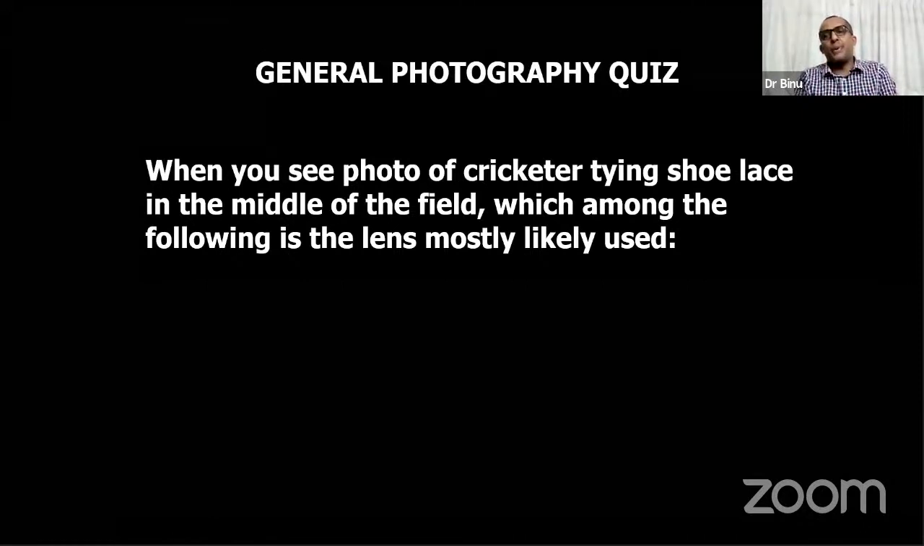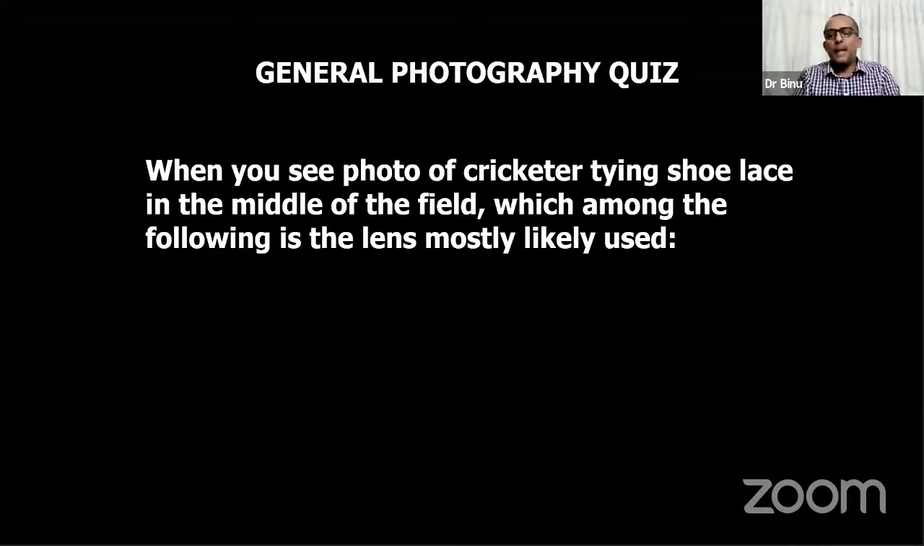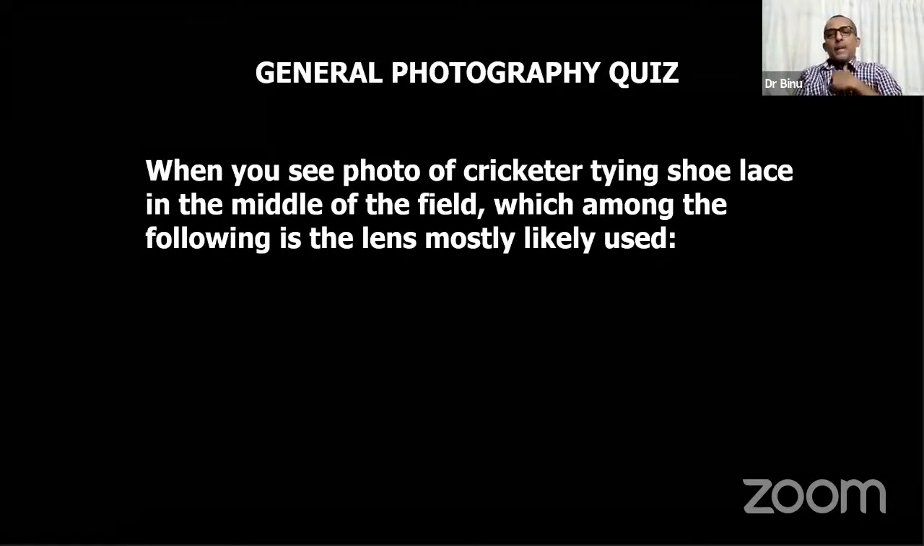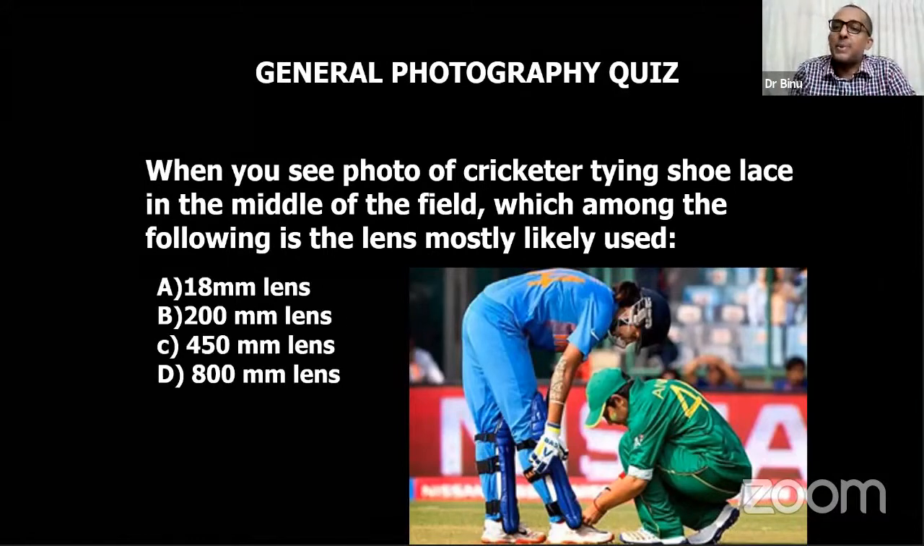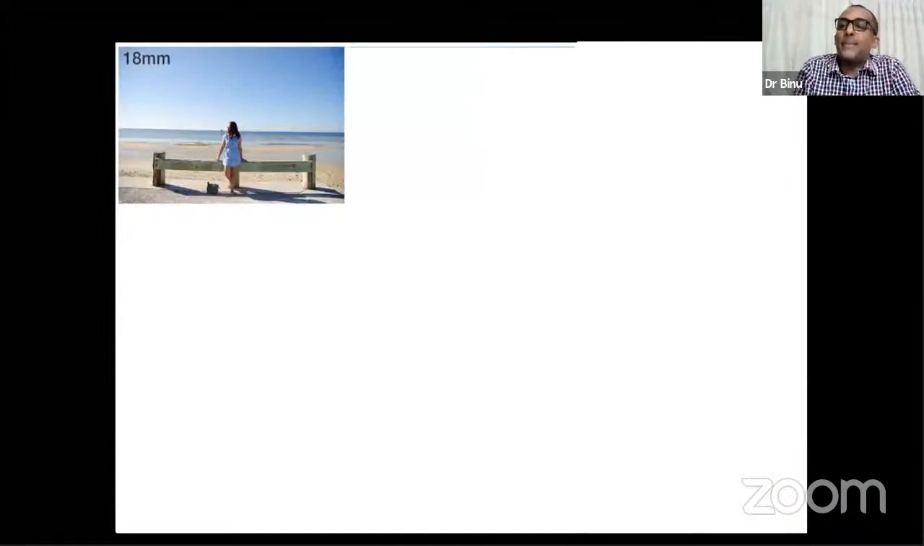When you see a photo of a cricketer tying a shoelace in the middle of the field, I'm sure you have seen that in many cricket scenarios, a lace being tied when the game is happening right in the middle of the pitch. What do you think will be the lens they are using is the question here. What is the millimeter, the mm of the lens, or the focal length?